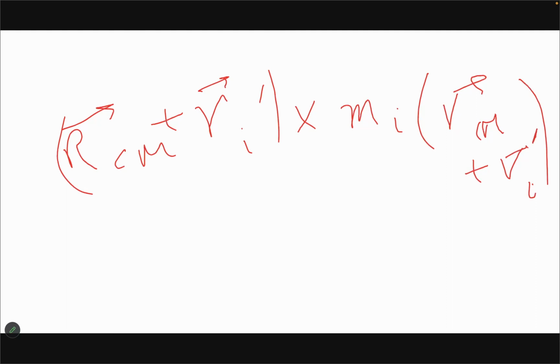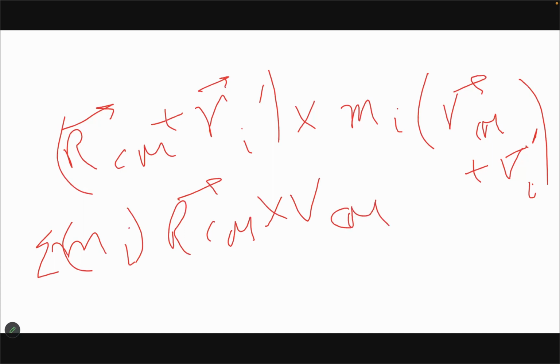Next, I'll be going for the summation. When I go for the summation, there are a few factors which will turn out to be 0, correct? Precisely two factors will turn out to be 0, and we'll be left with the first one, M summation, which falls on this term, and RCM cross VCM will be left.